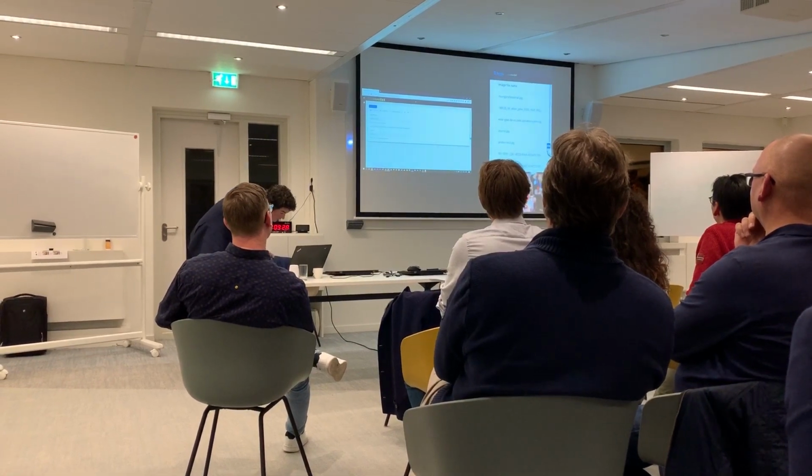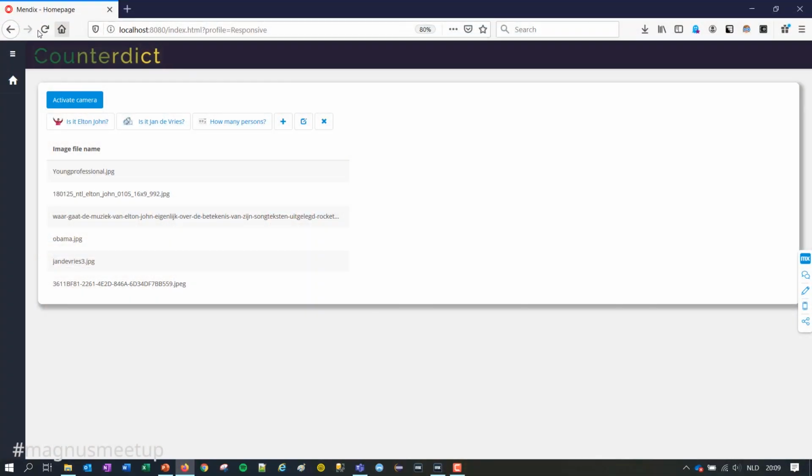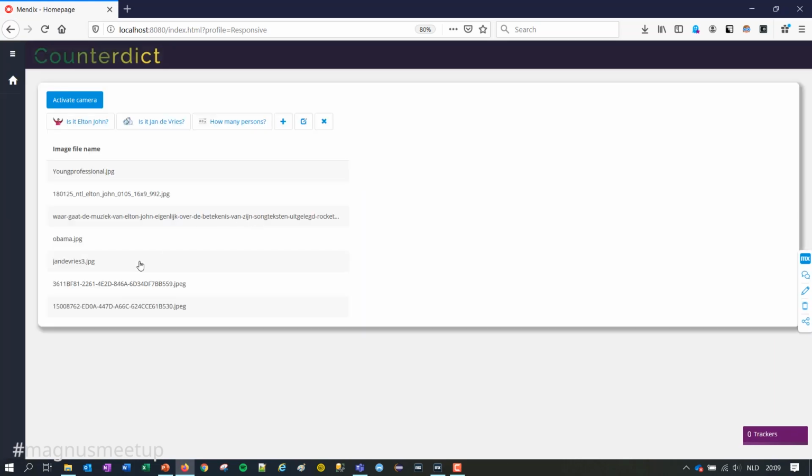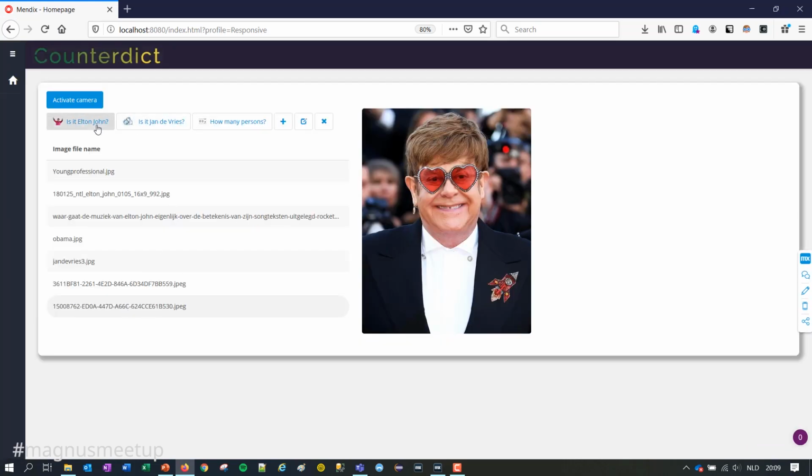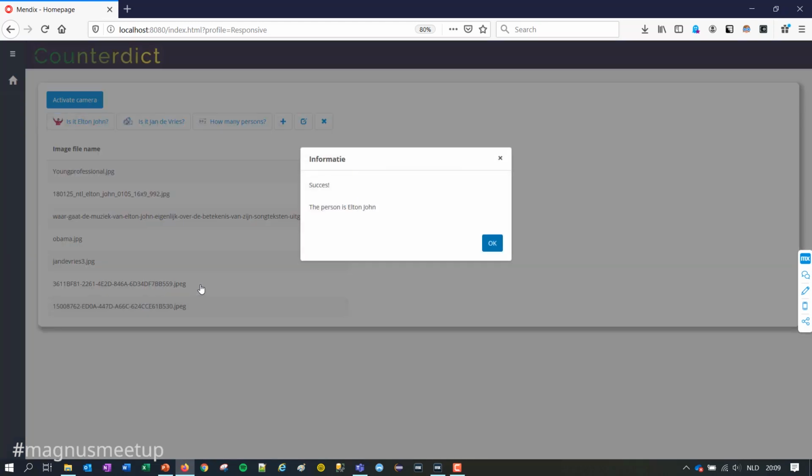I'll continue on this computer just for the presentation-wise. And we will check, is this Elton John? So we already have an image of Elton John in the background against this neural network, and we now will add the picture that we have, and we'll see if there are correlations between the two. And if they're high enough, it will say, success, this person is Elton John.